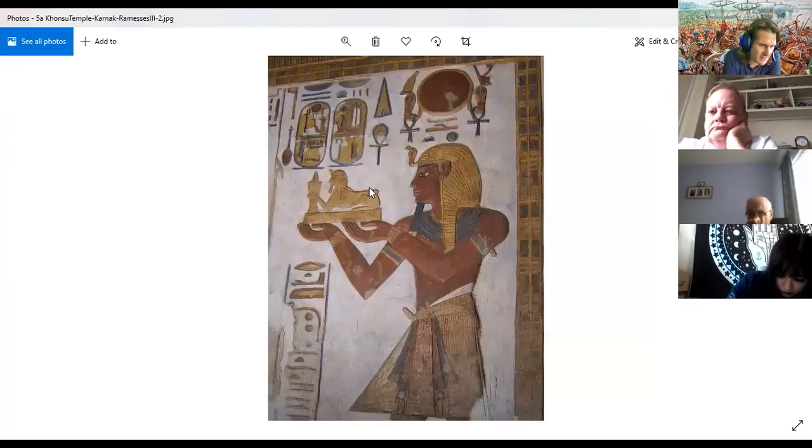And next, we look at Ramesses III. The great Ramesses III. Let's look at who this individual was. Now, knowing Bill, he's been to ancient Egypt. I think Bill said he's been in a tomb of Seti I. So surely he's been into the tomb of Ramesses III.